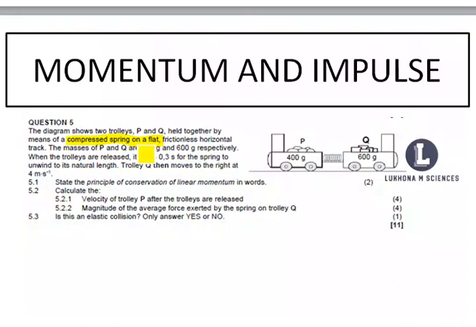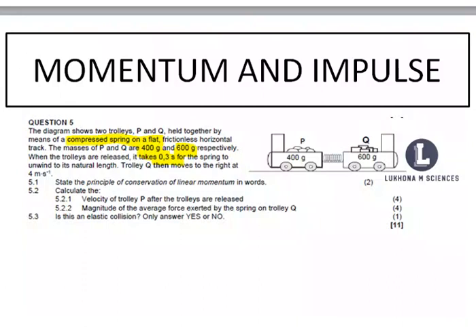So we need to change the mass because it is in grams. Remember we said it must always be in kilograms. When the trolleys are released, it takes 0.3 seconds, the time is perfect, that is in seconds, for the spring to unwind to its natural length. The trolley Q then moves to the right at 4 meters per second.